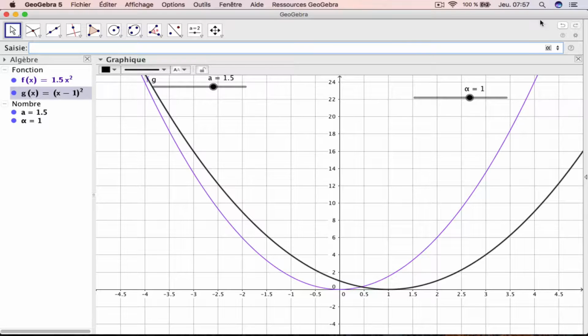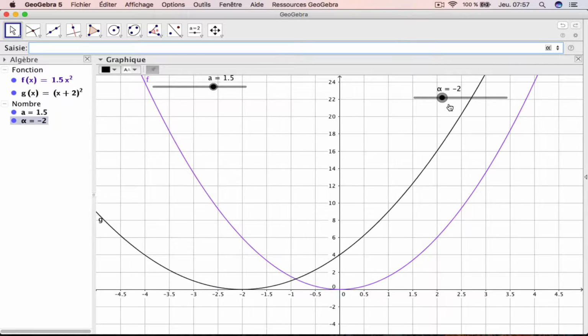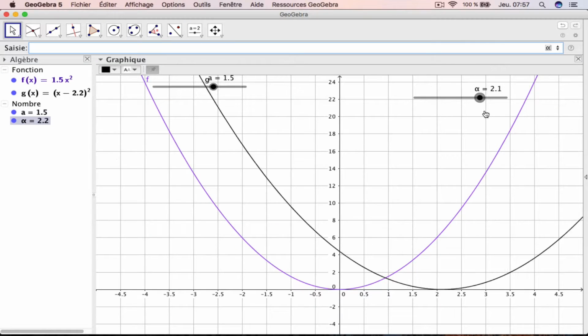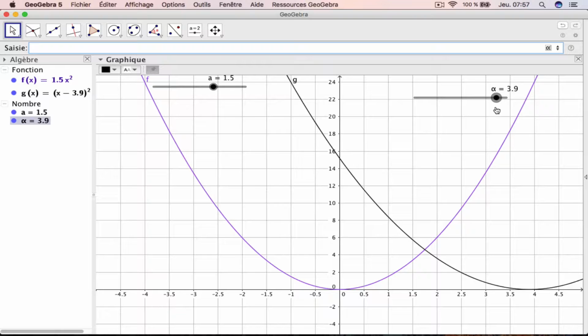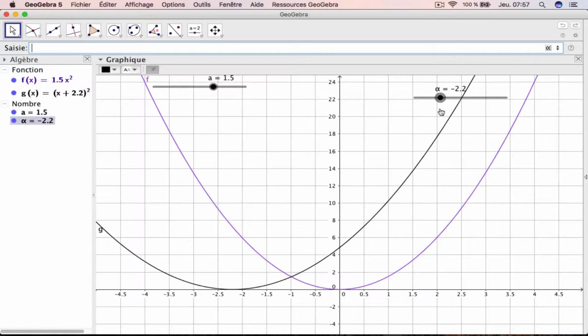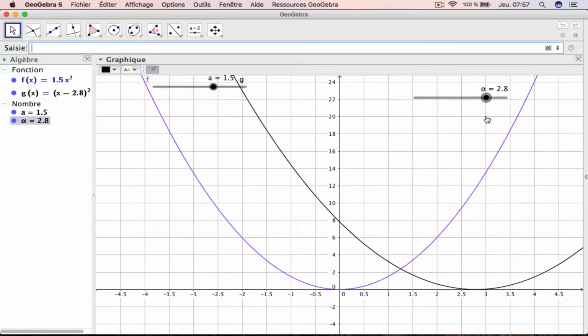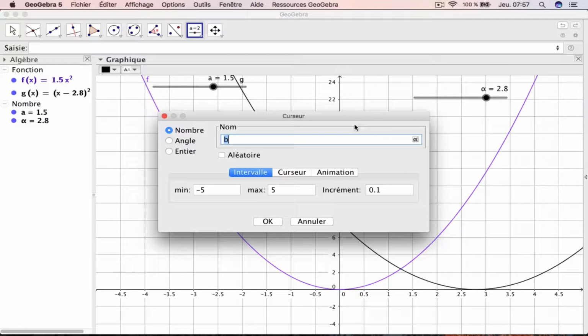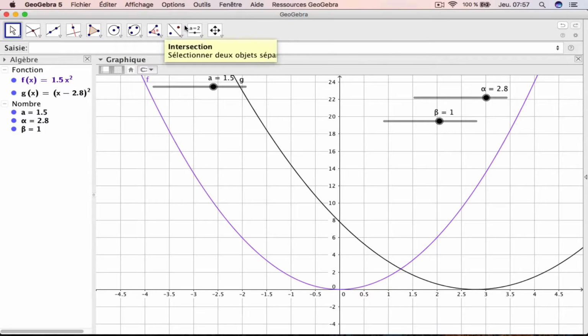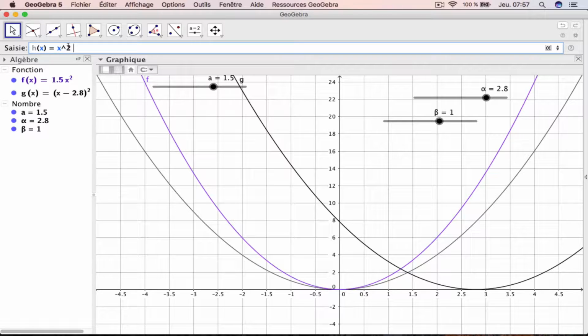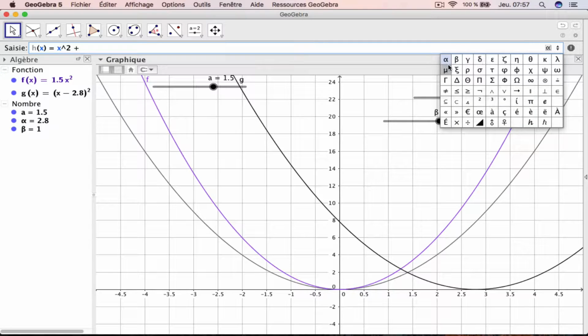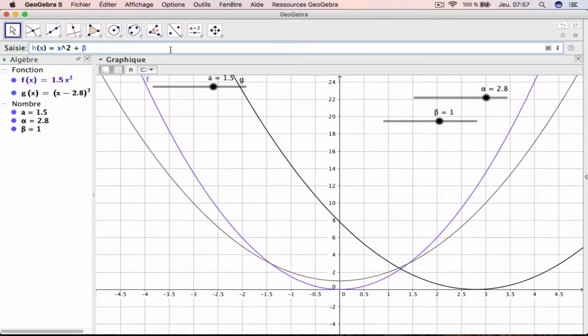Oh, what can we observe? We can observe this. Adding or subtracting alpha is moving the curve on the lateral side. Okay? Okay, let's add another number here, and let's call it beta. Okay? And now let's have a look about h of x equals x to the square plus beta.